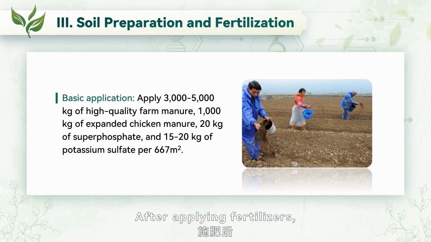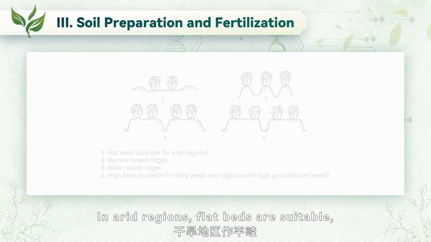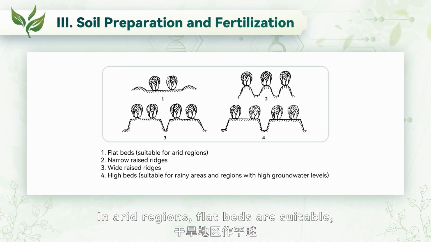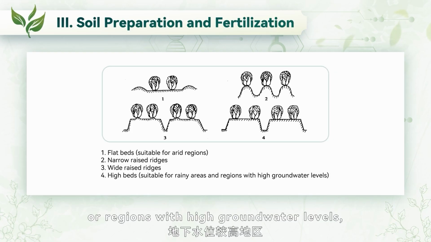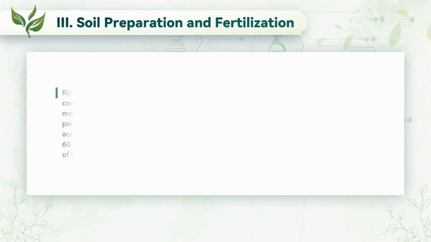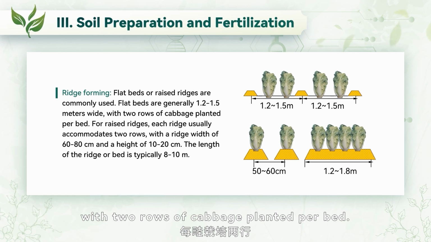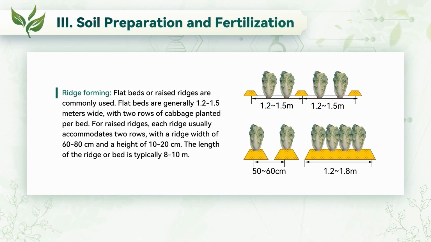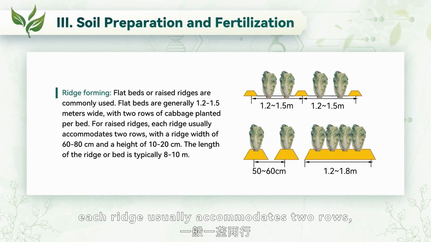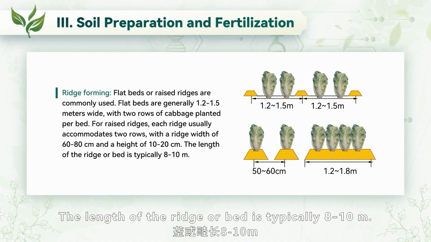After applying fertilizers, create beds based on the local rainfall conditions. In arid regions, flat beds are suitable, while in rainy areas or regions with high groundwater levels, raised ridges are recommended. Flat beds are generally 1.2 to 1.5 meters wide, with 2 rows of cabbage planted per bed. For raised ridges, each ridge usually accommodates 2 rows, with a ridge width of 60 to 80 centimeters and a height of 10 to 20 centimeters. The length of the ridge or bed is typically 8 to 10 meters.